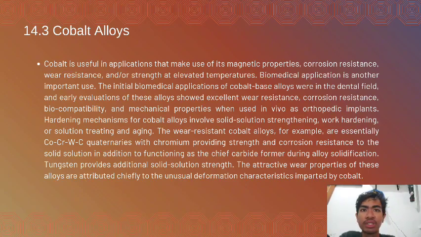The attractive wear properties of this alloy are attributed chiefly to the unusual deformation characteristics imparted by cobalt. These include an ability of cobalt to transform under mechanical stress from an FCC to a hexagonal close-packed or HCP structure, a high twinning propensity, and a low stacking fault energy. The carbides play a secondary role, being particularly important under conditions conducive to low stress abrasion.